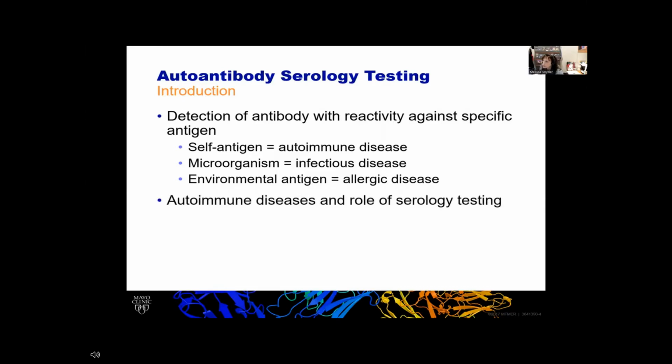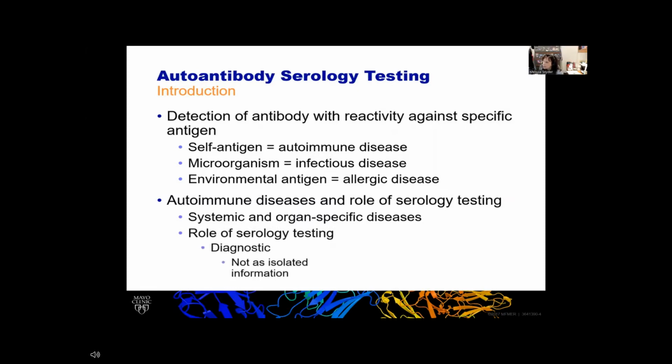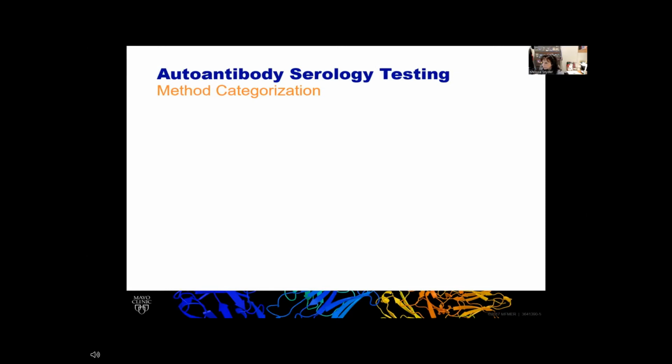Now, we're going to be really focusing on autoimmune diseases today and what the role of serology testing is, and it's important to point out that this is applicable to both systemic and organ-specific diseases. If we think about the role of serology testing in these various types of diseases, we see that we have one application, which is diagnostic. However, it is important to note that these diagnostic autoantibodies generally are not considered diagnostic markers in and of themselves, so we don't use them in isolation, but interpret the results in the context of other pieces of information, both laboratory and clinical. There are a small subset of autoantibody tests which are useful for monitoring, although it really is limited to only specific diseases and specific autoantibody reactivities.